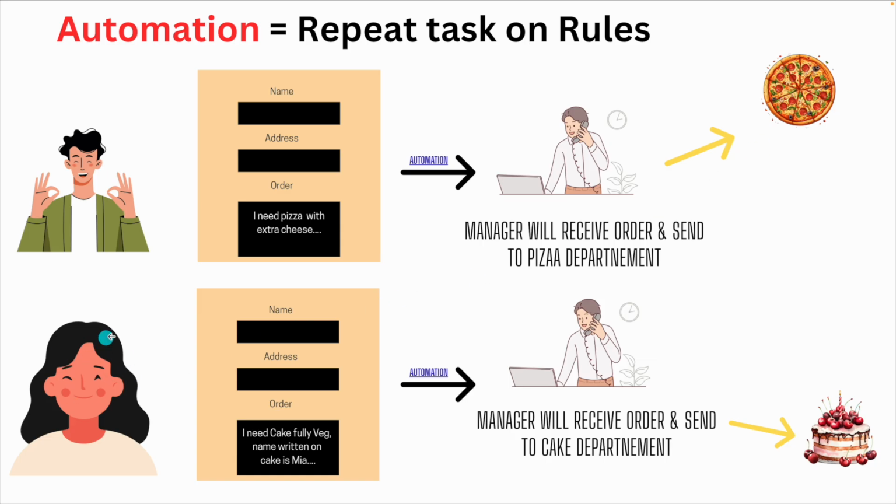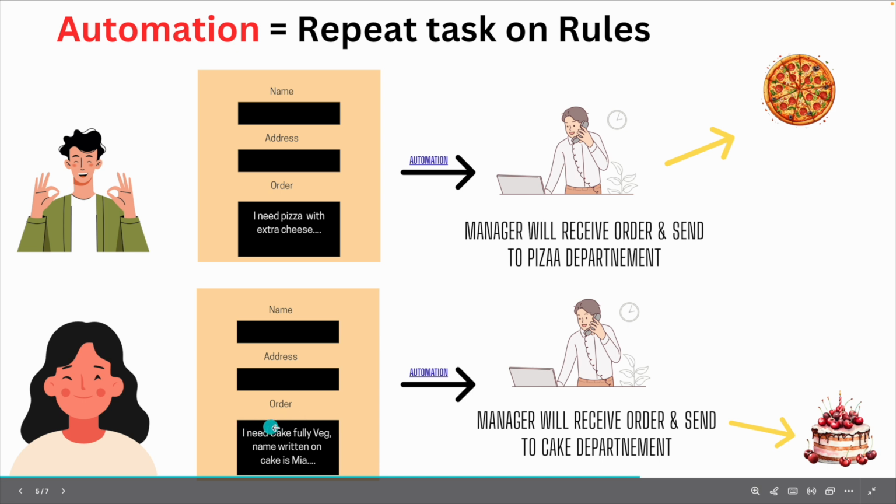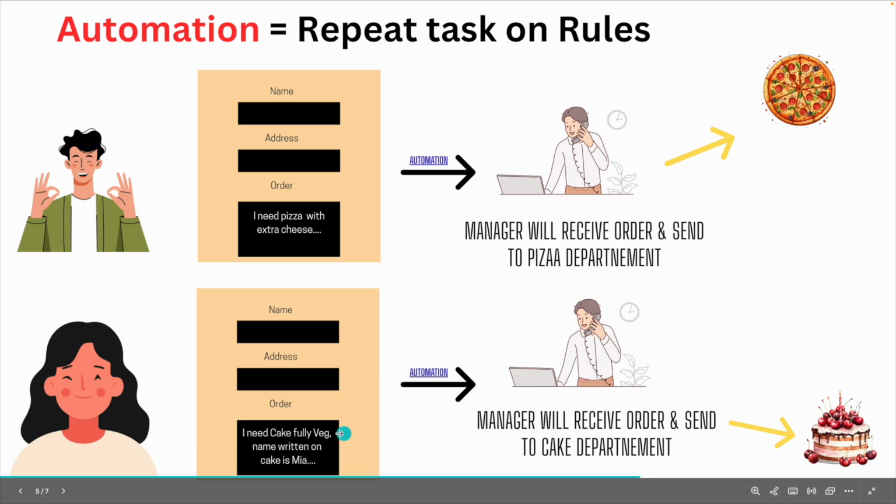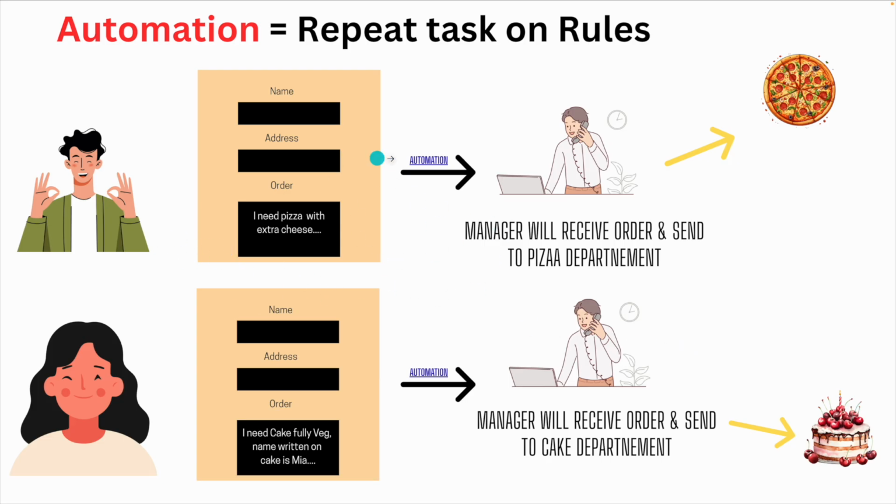Similarly, in the second case, this is a girl. She puts her name, her address, and the order she wants, like a fully veg cake with the name Maya written on it. She fills in all the order details, and once she places the order, through the automation it goes to the manager. He receives the order and thinks, okay, this is related to cake, so he sends it to the cake department. This is how the automation works.